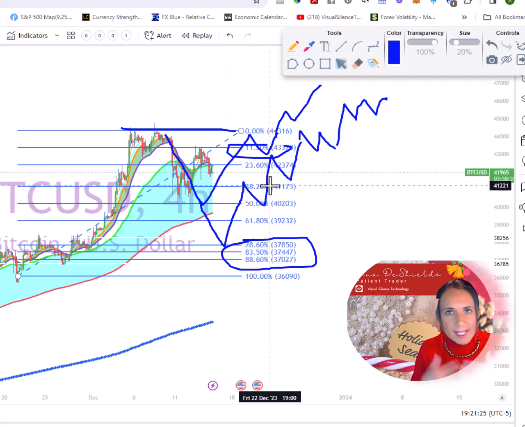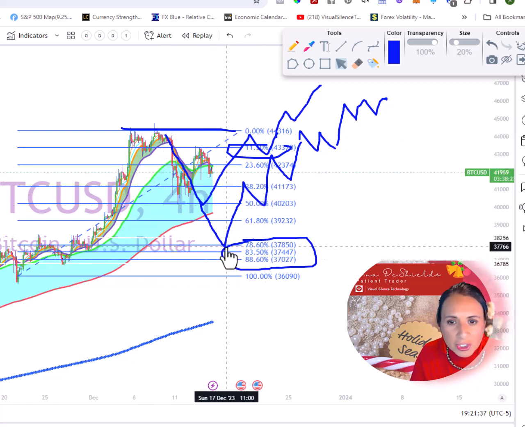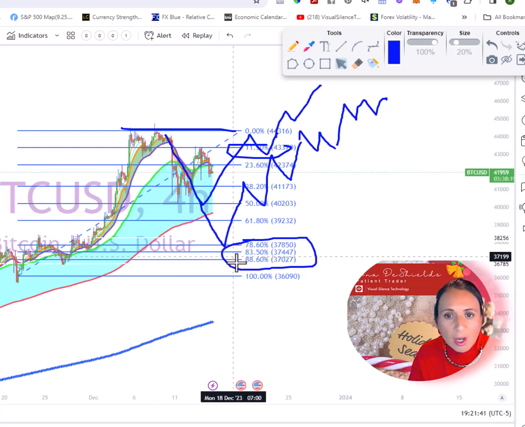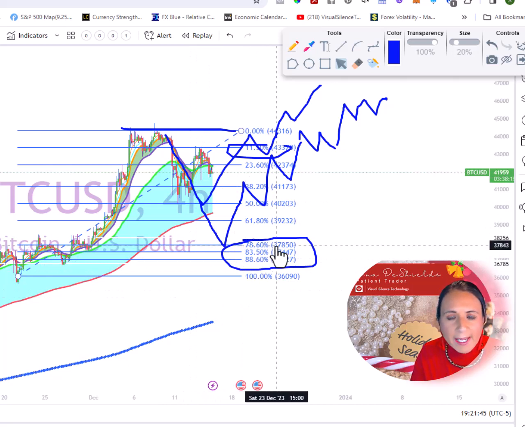Just like the last line of defense in sports, it's the last area where the opposition team needs to show up. Well, for the buyers, they need to show up in this zone, or the sellers are going to take control over the trend and start selling it down. And so that's what that area means.